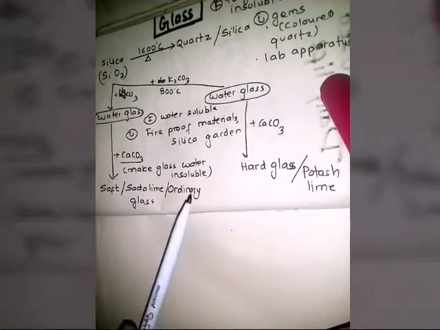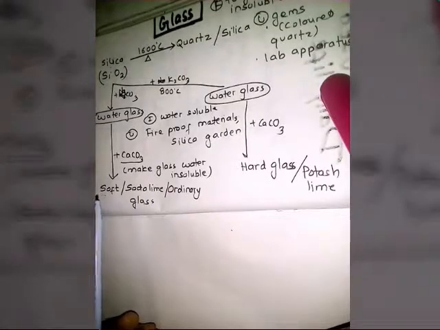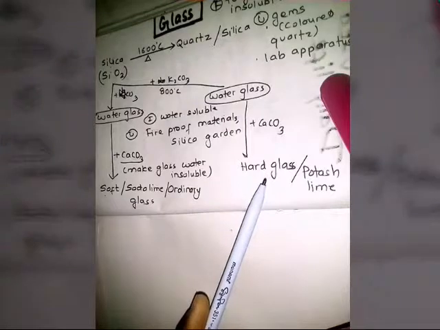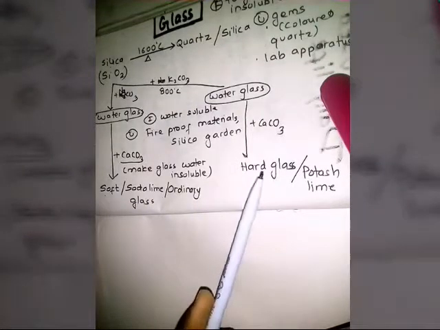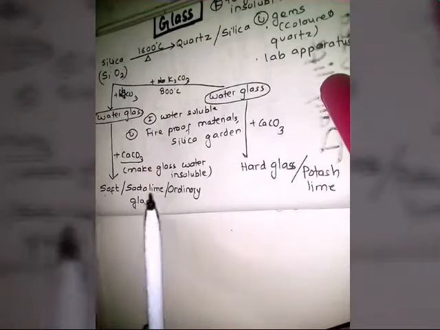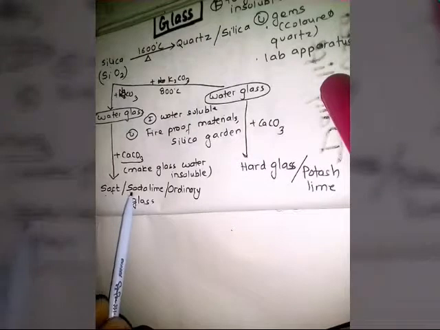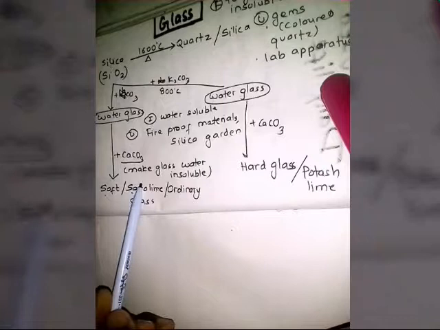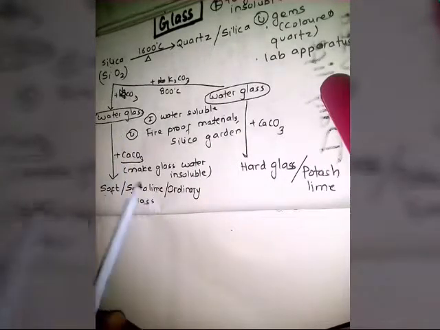Now we have a certain question: why is this glass called soft glass? Because it melts at low temperature. Similarly, why is it called hard glass? Now you can make sense of it. If soft means it melts at low temperature, then hard glass does not melt at low temperature. Similarly, this glass is also called soda lime glass. Why is it called soda lime glass? The word soda comes from the sodium, and the word lime comes from here.